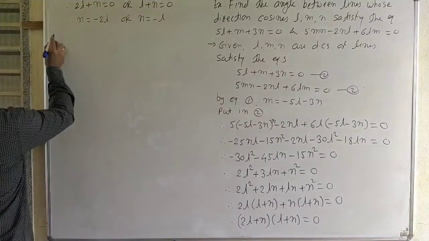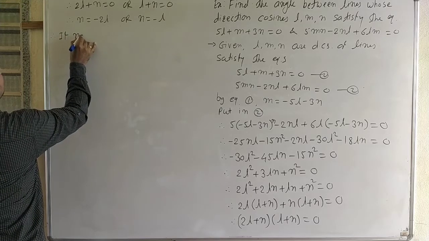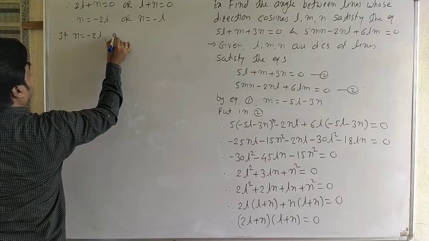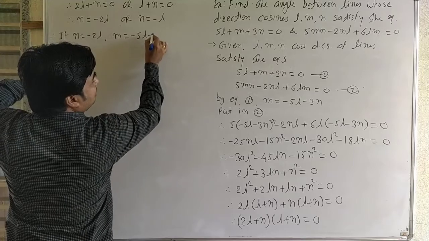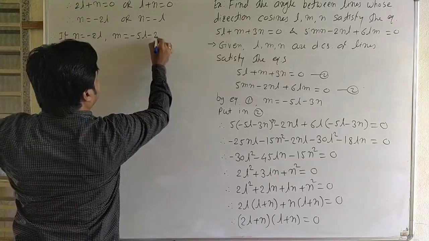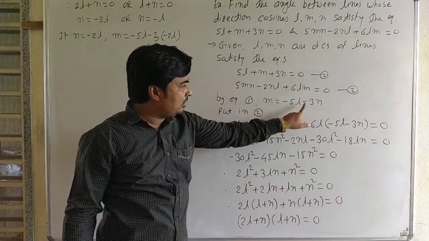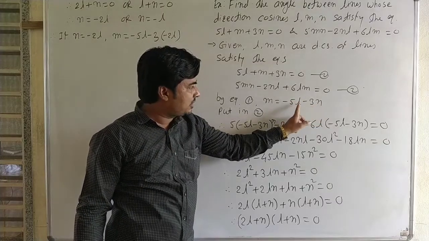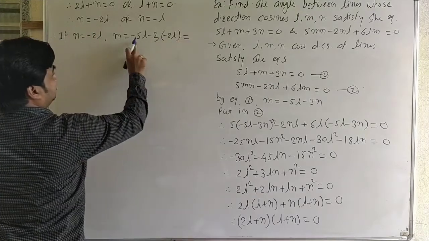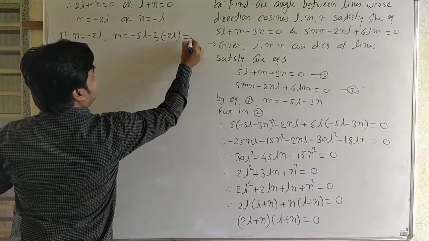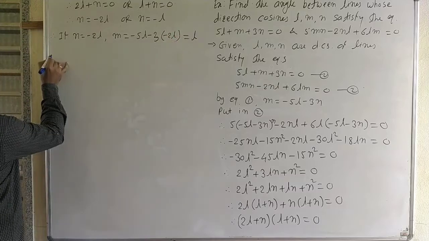Therefore, if n is equal to minus 2L, then m is equal to minus 5L minus 3 into minus 2L. Let's see carefully. m is equal to minus 5L minus 3n, and n is equal to minus 2L, and then it is minus 5L plus 6L, therefore it is L. Therefore n in terms of L, m in terms of L.